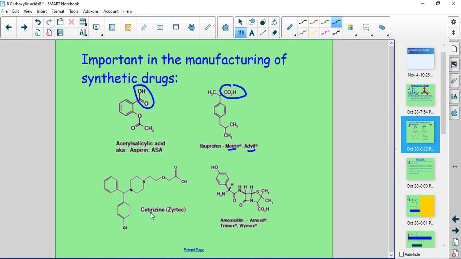And these are a couple of different types of antibiotics, and we see that there's a carboxylic acid present here. And if you look closely, there is one present here as well, drawn in a 3D representation using standard VSEPR methods of depicting 3D molecules.